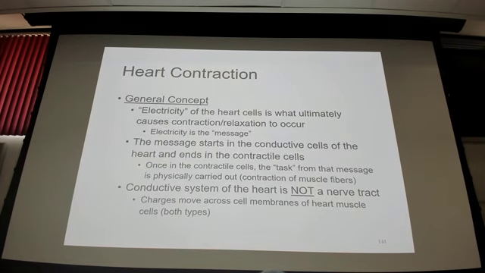This general concept is something we've already covered. The big takeaway is this one right here, that it's not a nerve tract, right? It's conduction of electricity through cell-to-cell contact. And what facilitates that cell-to-cell contact, that propagation? The gap junction. Exactly, the gap junction, right? Okay? And again, all the way back to day 1.